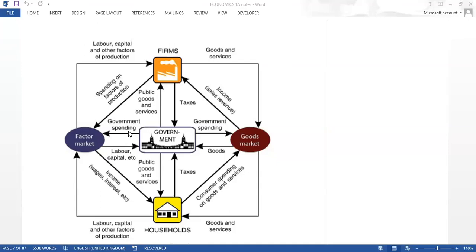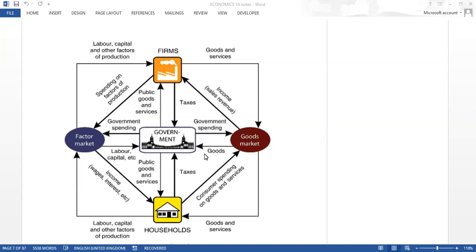able to do so, they need to have revenue, and the revenue comes from, you see that there are arrows here that are indicating taxation to the government, and in such a way the government would also be employing individuals that are coming from the factor market. This is where you see the labor coming from the factor market, and they also consume certain goods and services that also come from the goods market.